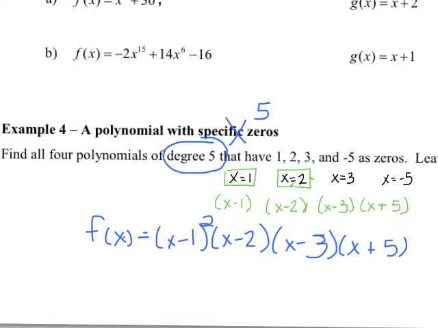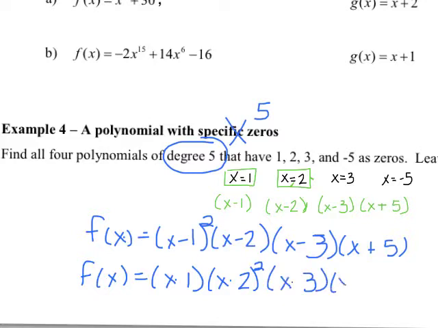So now, if you notice, you would have a degree of 5 because you have x that would get squared. So this is x squared times x is x cubed times x is x to the 4th times x is x to the 5th. So this is one possible solution. And this is why it says find all 4 polynomials, because this is only one solution. Remember, we just picked this one randomly. You could have said, well, what if x minus 2 is the double factor? So that's another good answer.